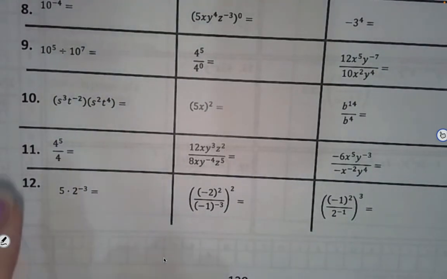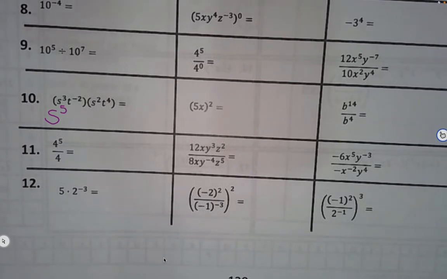Now, on number 10, on this one, I just have S's. Since we're multiplying, what do I do with those exponents? You add them. So 3 plus 2 is 5. Now let's look at T's. What's 4 plus -2? 2. And that's all it is. So it's T to the 2.